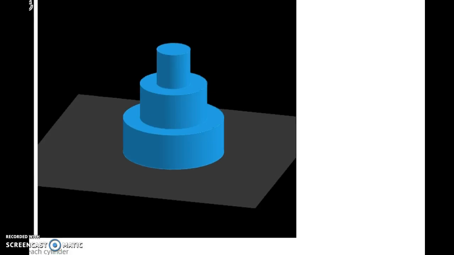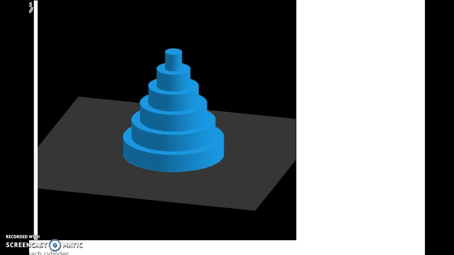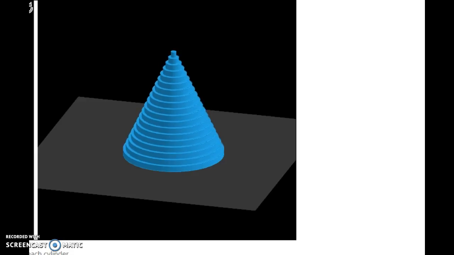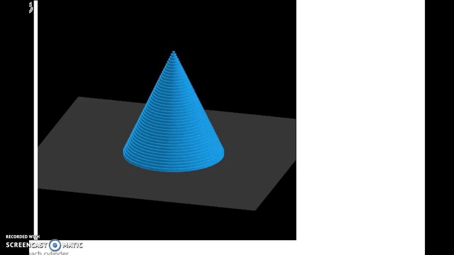something that is going to start to look more and more like a cone. Right now it looks kind of like a wedding cake, but as we add more and more pieces to it, we end up getting something resembling a cone. Again, as we add more and more, it's almost indistinguishable. It gets very, very close to that cone shape.